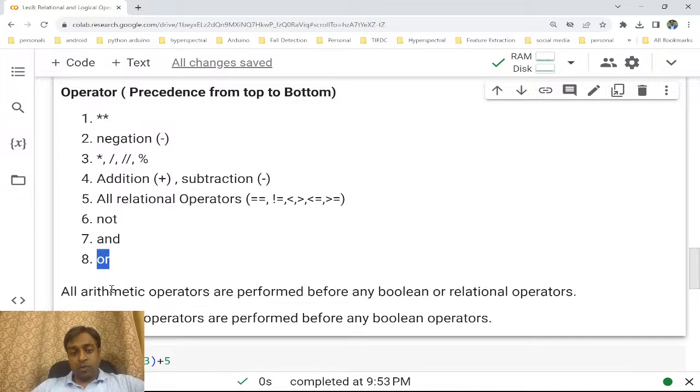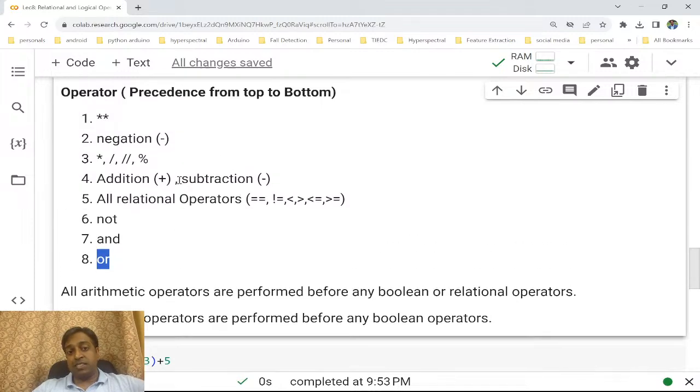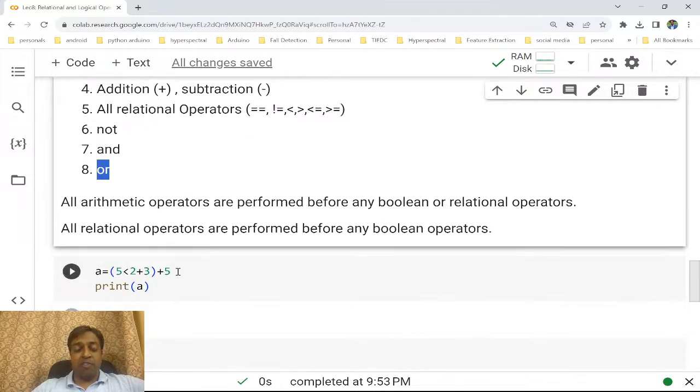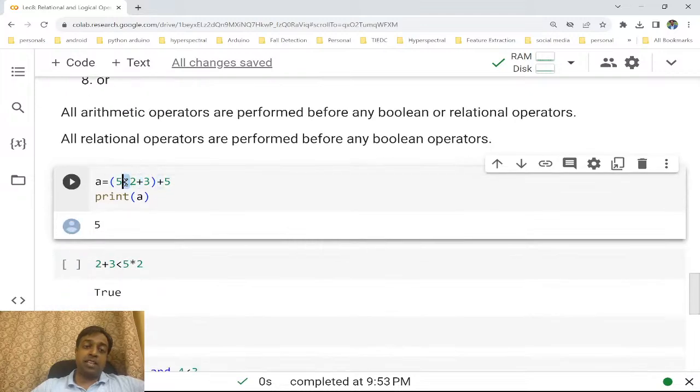Now all arithmetic operators are performed before any Boolean or relational operator. All relational operators are performed before any Boolean operators. It means with the help of this precedence order, now if we have this type of statement that includes both an arithmetic operator like plus and a relational operator, this is also a valid mathematical statement in programming code. So over here 5 less than 2, the answer is false.